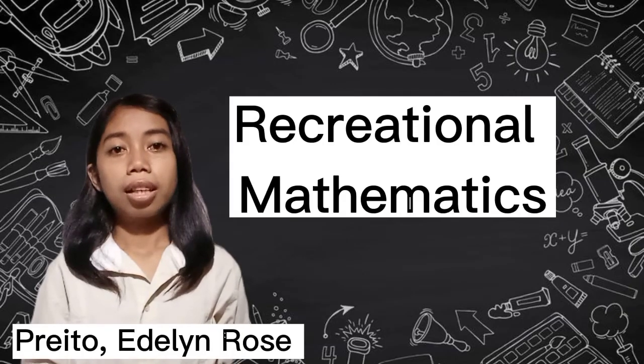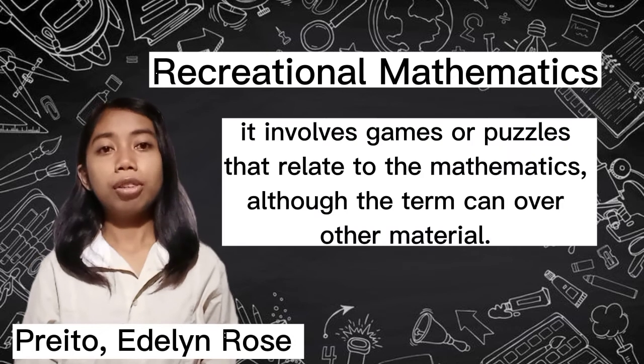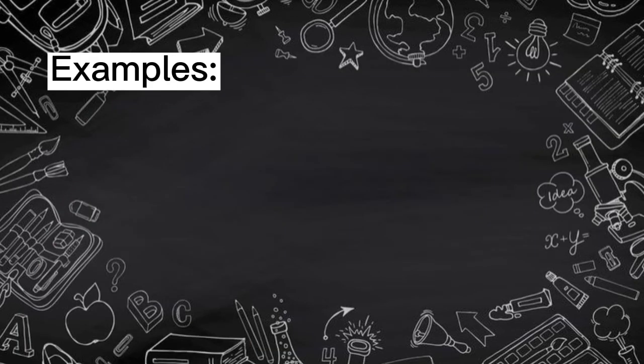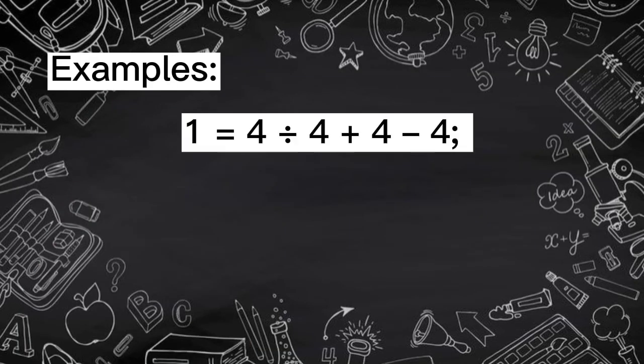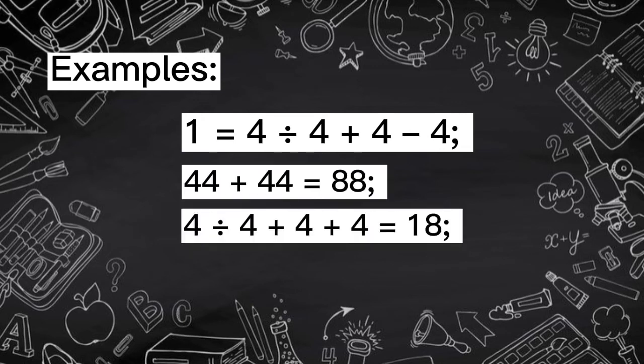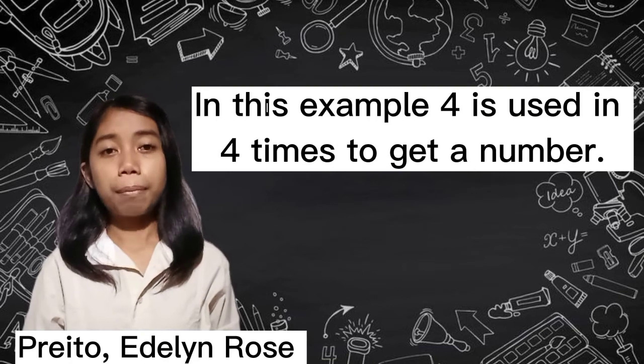Recreational mathematics is mathematics done for recreation or as a hobby, which is intended to be fun. Typically, it involves games or puzzles that relate to mathematics, although the term can cover other material. These are the examples. 1 is equal to 4 divided by 4 plus 4 minus 4. 44 plus 44 is equal to 88. 4 divided by 4 plus 4 plus 4 is equal to 18. 44 minus 4 divided by 4 is equal to 6. In this example, 4 is used four times to get a number.